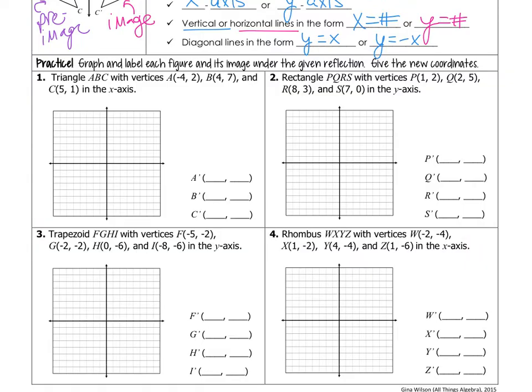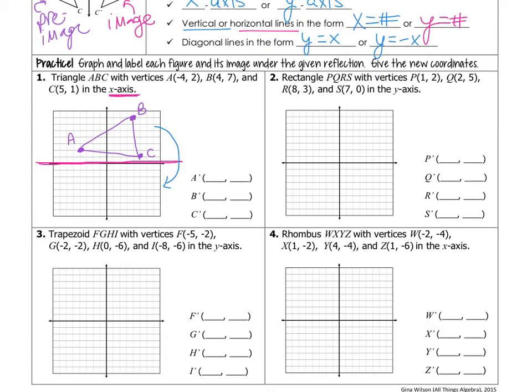So what we're going to do in number 1 is graph and label each figure and its image under the given reflection. First off, we need to graph the original coordinates. Then we need to know where the line of reflection will be, and this one is the x-axis. I'm going to do that in pink across so we can see where our line of reflection is. That means that all of these coordinates are going to flip over this line. If you folded your paper in half along the line of reflection, my B would be the furthest away, the C would be the closest, and A would be a medium distance away.